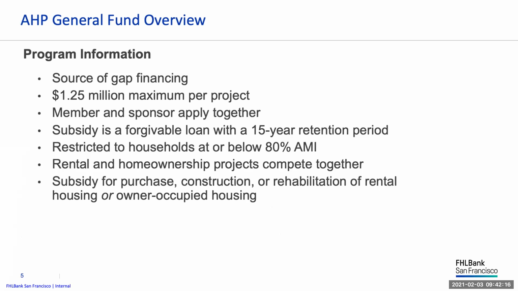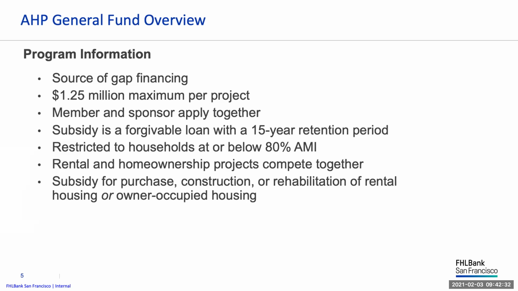The AHP award is a subsidy structured in the form of a forgivable loan, secured by the member in the form of a promissory note and deed of trust. And that 15-year retention period you see on the screen is for rental projects. So for owner, it's a 5-year retention period.